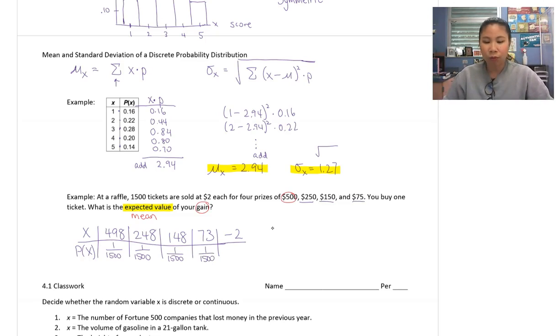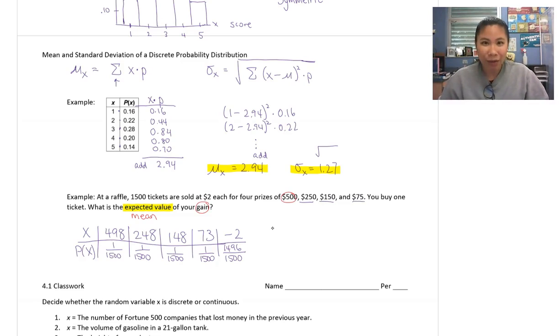Okay, so 4 tickets out of the 1,500 are winning. That means the rest of the tickets are going to be losing tickets. 1,500 minus 4 is 1,496. So the probability of losing and not winning anything is 1,496 out of 1,500. That would be the probability of gaining -$2, of losing your $2.